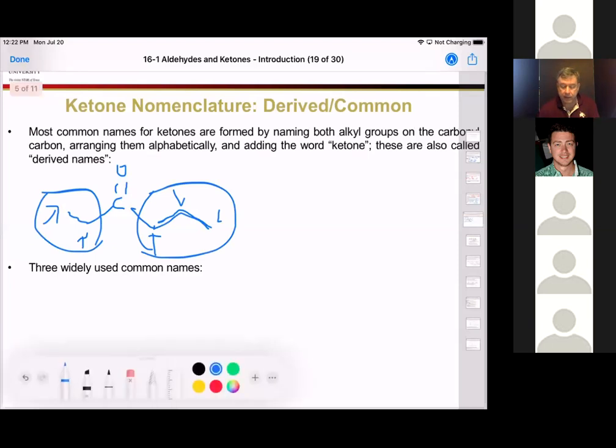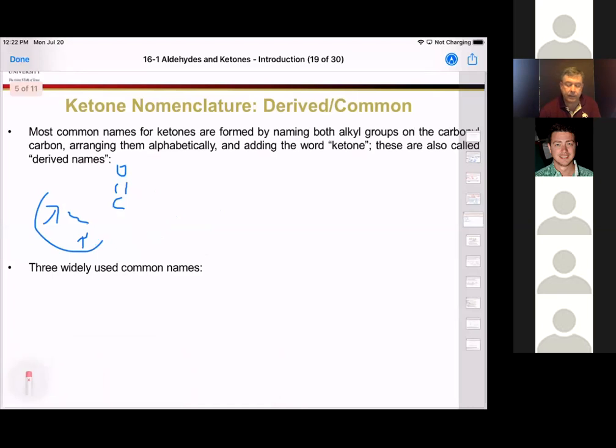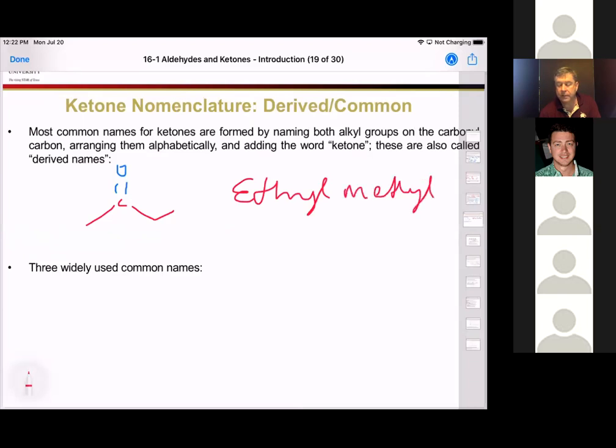So if we had something like, instead of that right there, a methyl group on this side and an ethyl group on this side, we would call that ethyl methyl ketone. So you just name either side of the carbonyl, and then the carbonyl itself takes on the name of ketone. It's unlike the IUPAC name where you include it in the name of the longest chain. Here you're naming each substituent bound to the carbonyl carbon.